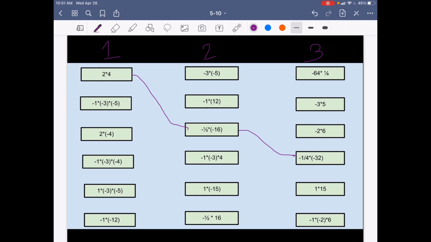So you're going to do this with the remaining numbers. You're going to want to connect each one to the column. So pause the video now.